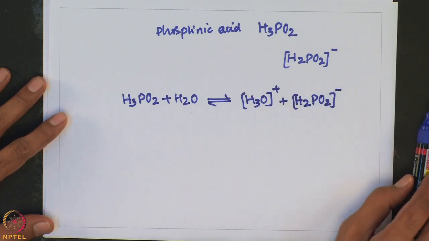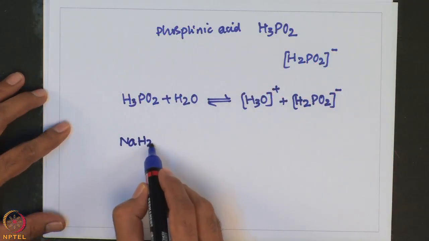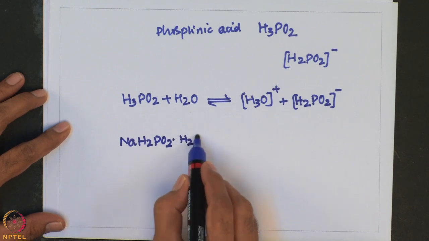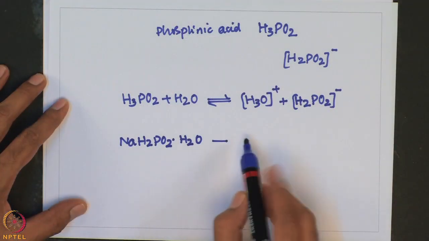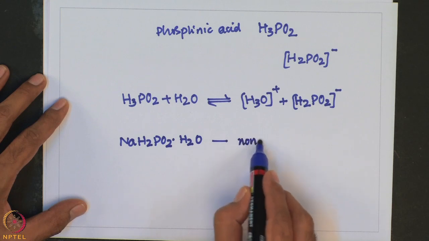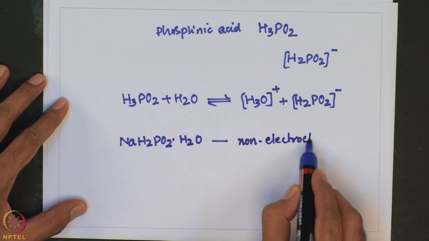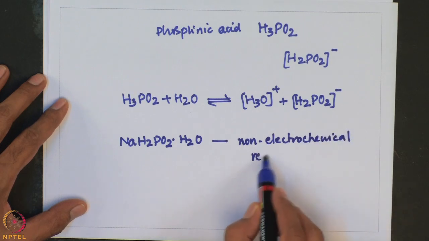So, phosphinic acid and its salts are reducing agents. NaH2PO2 is used industrially in a non-electrochemical reductive process. So, this finds application in non-electrochemical reductive process.